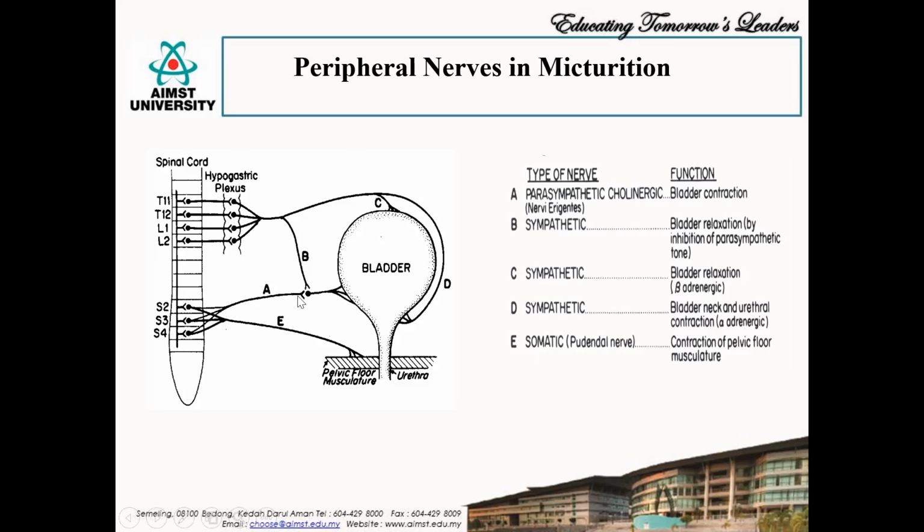Or if there is any problem with the pudendal nerve, the pelvic floor muscle will not have proper control. So these people also will have leaking of urine. So any system that is affecting any of the nervous control, either at the sacral level, pontine level, or at the cortex level, they will have this micturition problem.